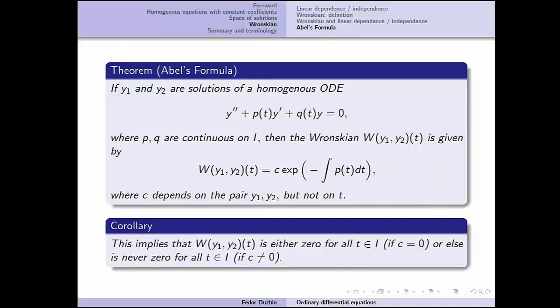Then notice that it means that the Wronskian can never be 0. Since the exponential function of anything is always positive, if c is positive, then the Wronskian is positive for all values of t. If c is 0, then the Wronskian is 0 for all values of t, and then the two functions are linearly dependent. Or if c is negative, then the Wronskian is negative for all values of t.